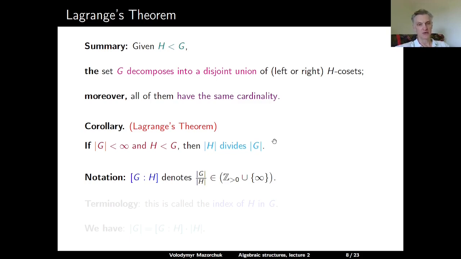So the number of those subsets is exactly the cardinality of G divided by the cardinality of H, and is usually denoted in this way, and is called the index of H in G. So from this we have the formula that the cardinality of G is equal to the index of H in G times the cardinality of H, and everything here are integers.